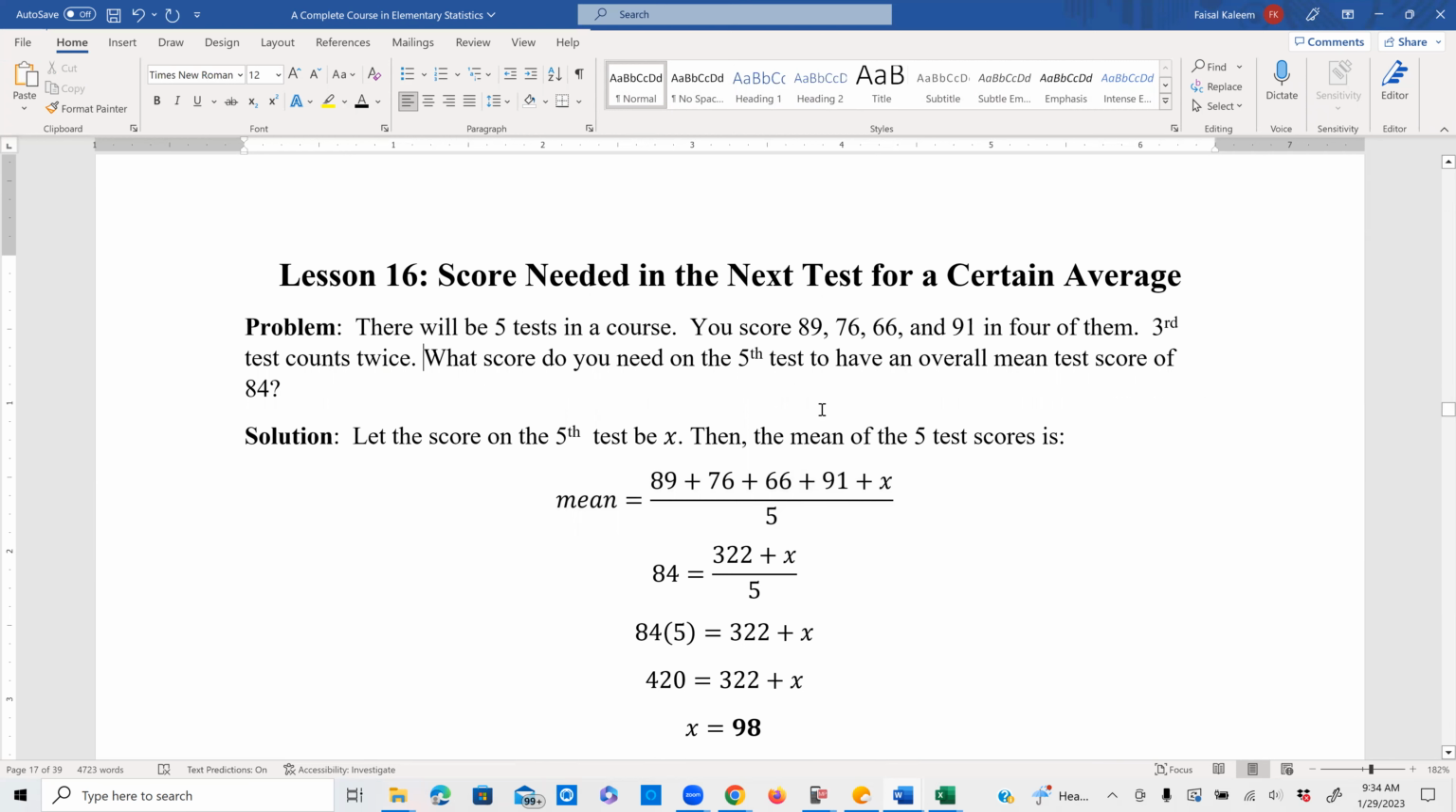Now the 3rd test was 66, so that will actually be counting twice. And that means it will be as if there are 6 tests total. So if something counts twice, you write it 2 times in the addition, and you also count it 2 times in the count. So now the total is 6, and then you just go from there. So it'd be 6 times the 84, and then you just work out the X accordingly. I won't do it right now. Right now, 66 was counting only once, and so this was 5.